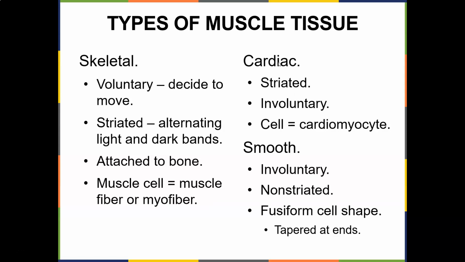Now, cardiac is striated, but it's involuntary. Again, you don't have to tell your heart when to beat. It is under automatic control. The cell is the cardiomyocyte. Okay. And then you have smooth muscle in your intestines and your GI tract. Involuntary, again, you don't have to tell your stomach or your small intestine to digest. It'll do it, but it's non-striated. Okay. It has a fusiform cell shape and it's tapered at the ends. So make sure you know the characteristics of each one and what they look like.